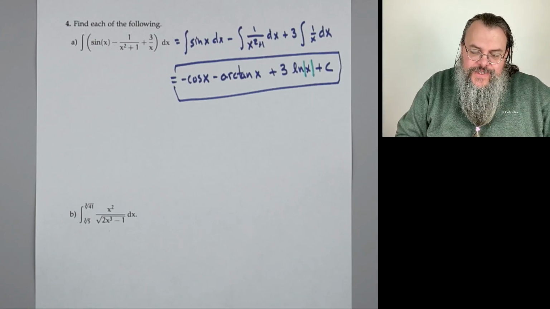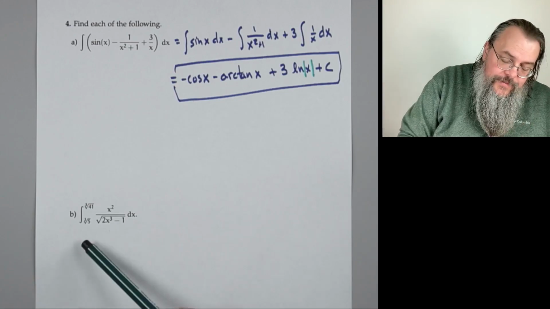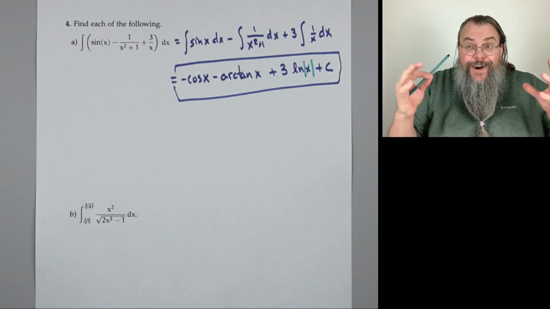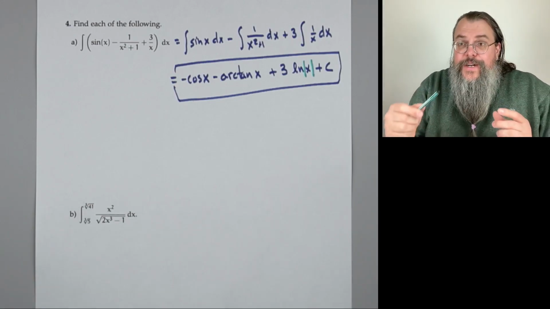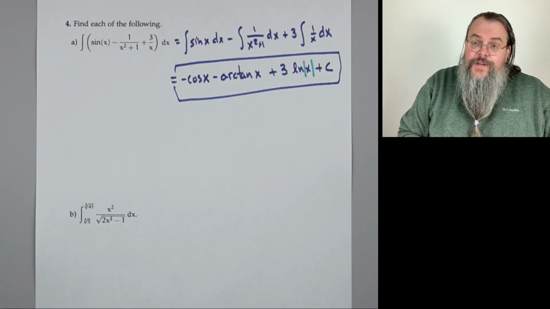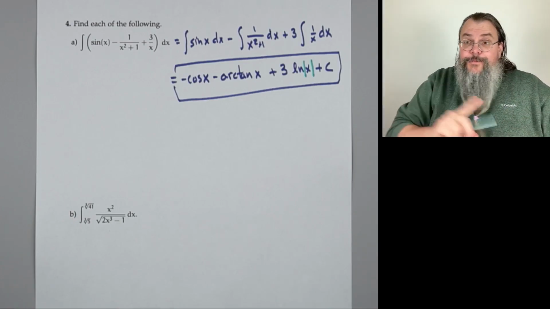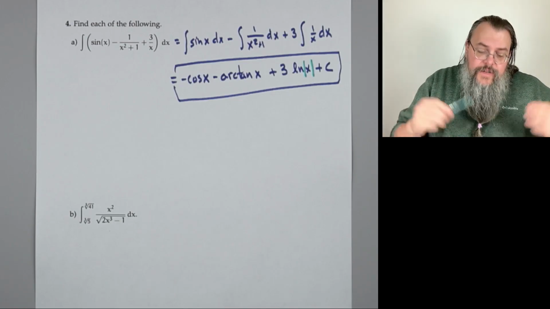Part B. This one looks more interesting. We have the integral from the cube root of 5 to the cube root of 41 of x squared divided by the square root of 2x cubed minus 1 dx. And you might say, well, I don't know a function whose derivative is that right away. So, okay, well, that's not the end.